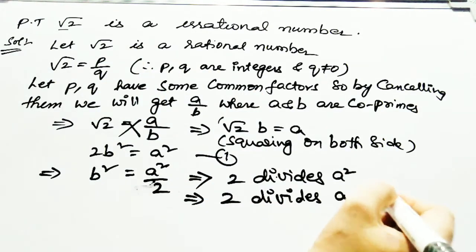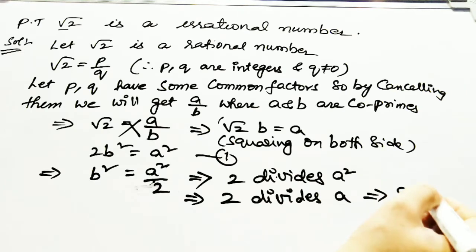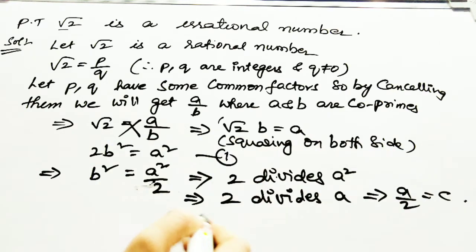So a by 2 is equal to c. Then what is your a value? A equals 2c. So we said that a equals 2c. Squaring on both sides, what do you get? A square equals 4 c square.